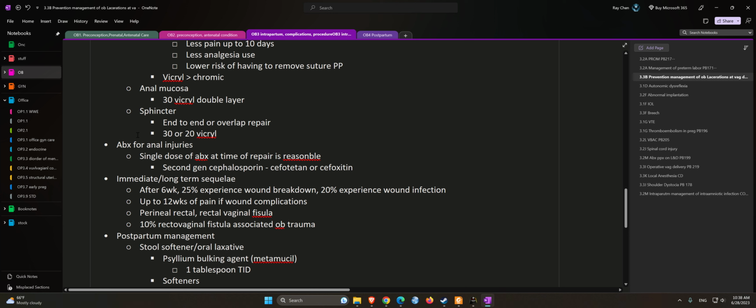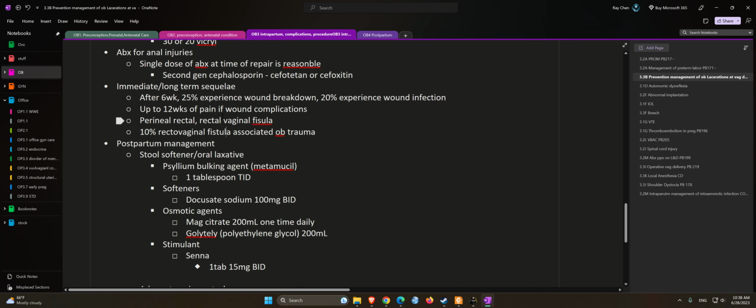Immediate or long-term sequelae: after 6 weeks, 25% can experience wound breakdown and 20% experience wound infection, with up to 12 weeks of pain if there are wound complications. Perineal rectal or rectovaginal fistula can form. 10% of rectovaginal fistulas are associated with OB trauma.